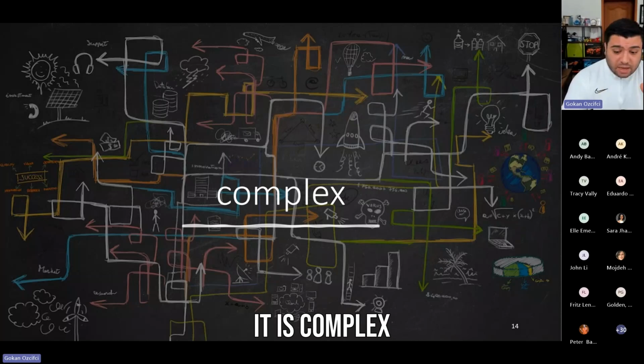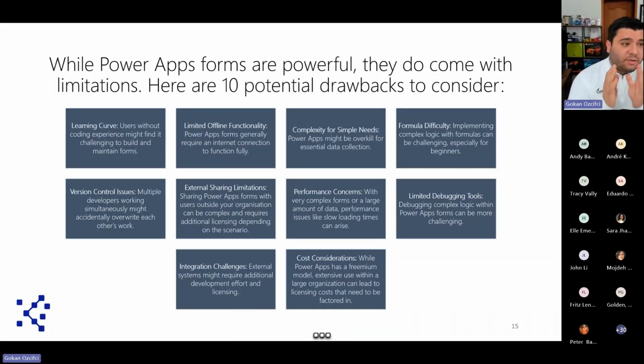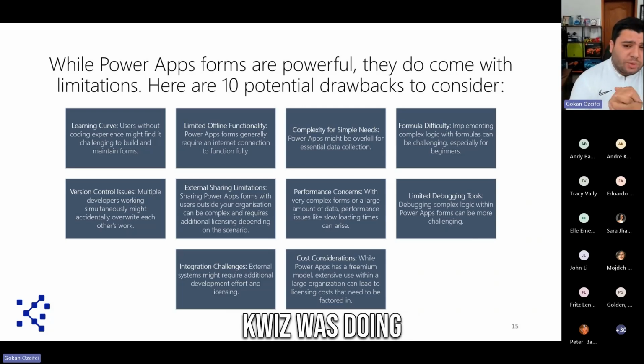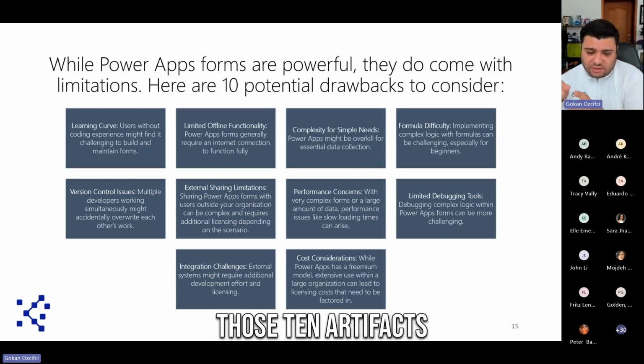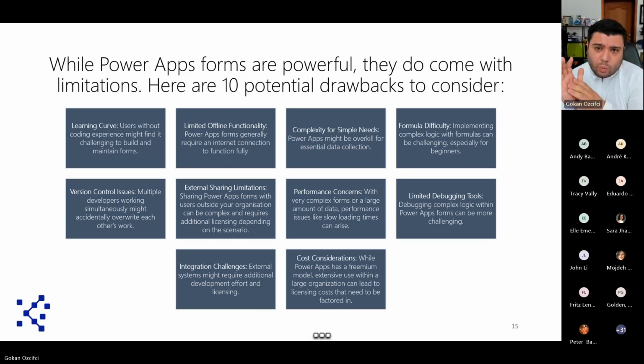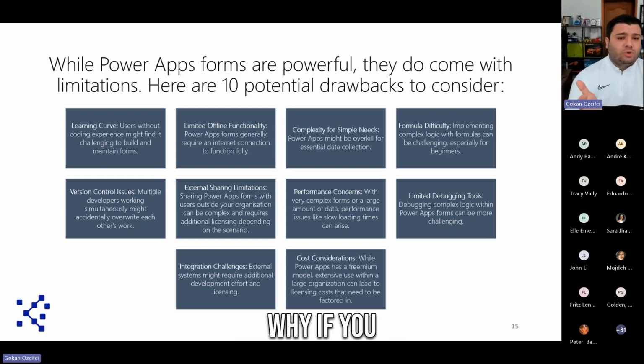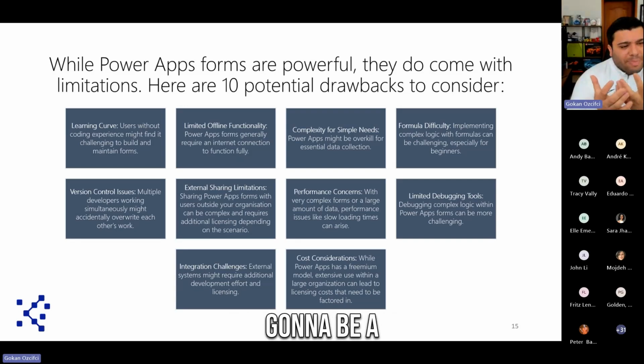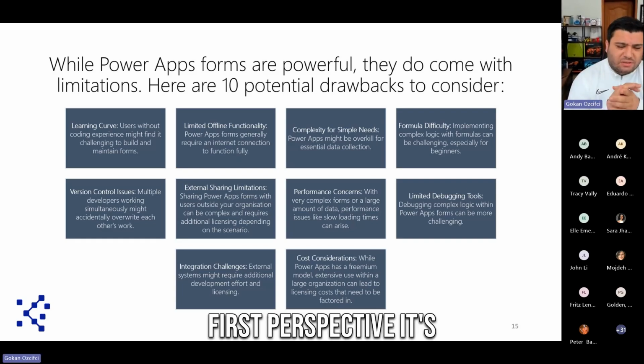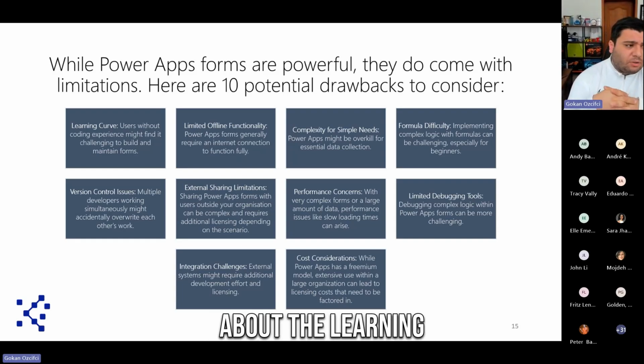It is complex because of those 10 artifacts I figured out when I tried to sell them forms or explain to them why KWIZ was doing it pretty well. Those 10 artifacts are the facts that will explain to you why, if you go to PowerApps as an example, well, it's going to be a bad decision. And don't get me wrong, I love PowerApps. I've been building apps for a long time, but from the forms perspective, it's not that optimal either. The first thing is the learning curve. If you go for PowerApps for modifying your forms, well, you have to always keep up to date.